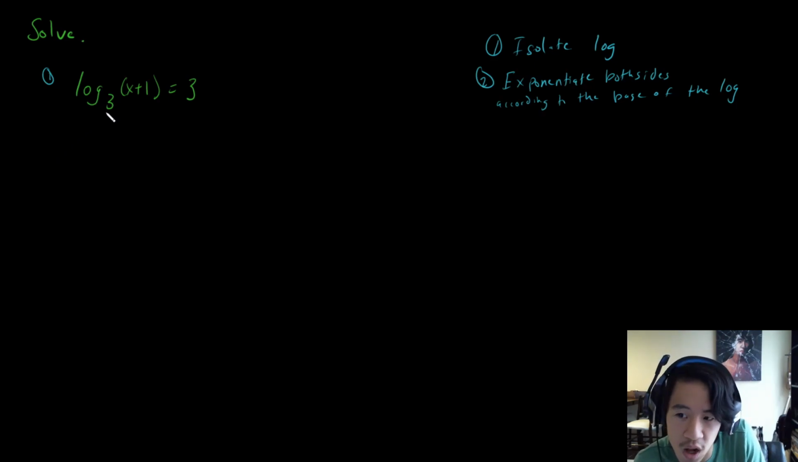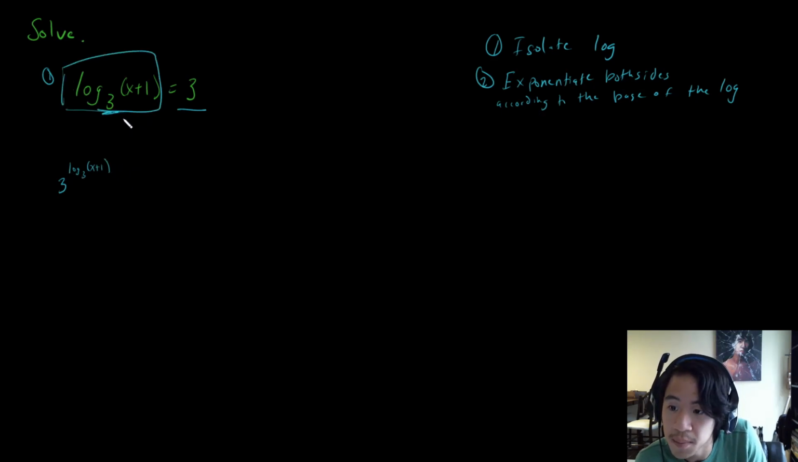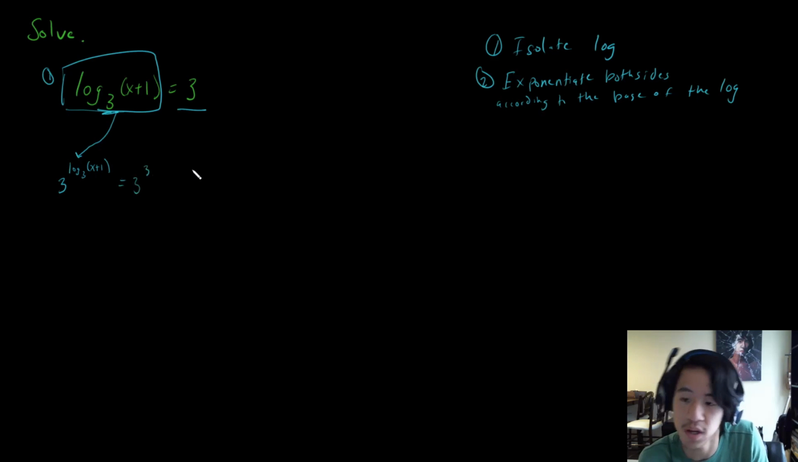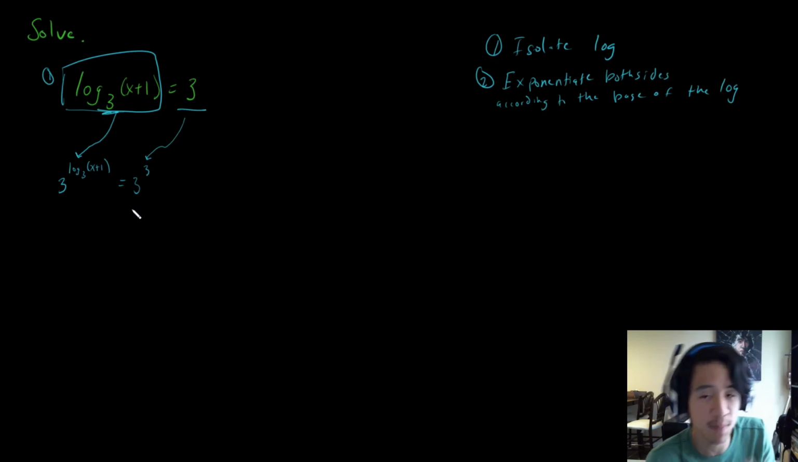The base of our log is 3. So what we're going to do is take 3 and make this the exponent and this the exponent. So this is going to be 3 to the power of log base 3 of x plus 1. Notice how this whole thing became the exponent to this base of 3. And we're going to set this equal to 3 to the power of 3. Notice how this 3 became the exponent on this side. This is called exponentiation.